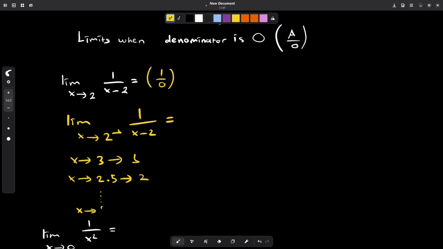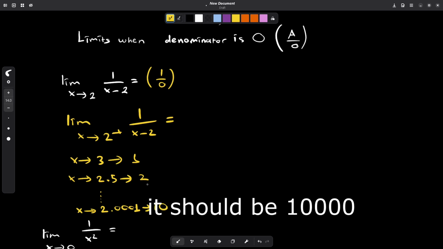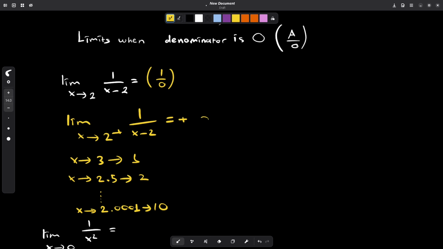Let's try one more value actually. 2.001. Let's use our calculator for this one. 1 over 2.0001 minus 2, right? And I get 10. It will keep getting close. If I try to get closer, I will see that my values are getting bigger. So therefore, I'm going to say this is infinity. Of course, we're not going to check it like this every problem, but for this one, we did that.